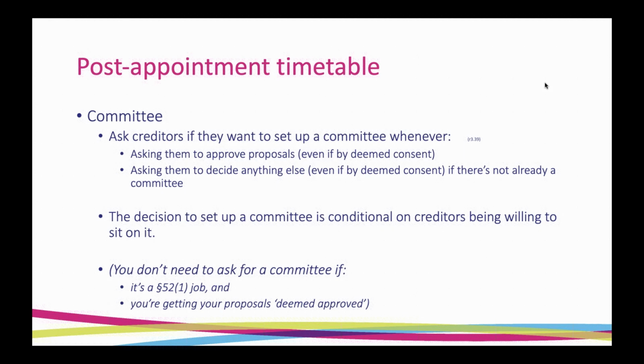You have to ask creditors if they want to set up a committee. The trigger for that is when you're asking them to approve proposals. That's not triggered if the proposals are being deemed approved. It's only if it's not on the paragraph 52.1 track and you're asking the creditors for approval. You have to invite them to set up a committee at the same time. And if there isn't a committee and you're asking them to decide anything else during the administration, you have to keep repeating the invitation to them to set up a committee if they want to.